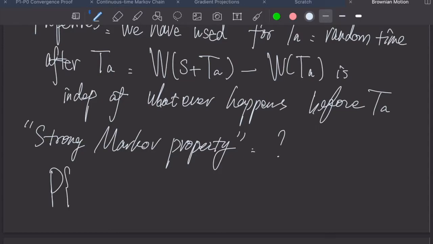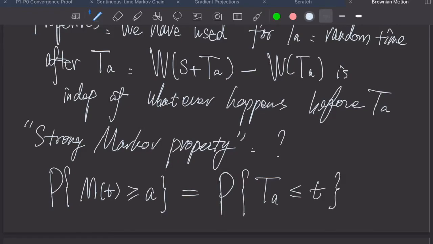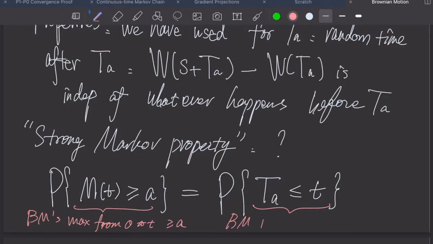The textbook derived this from the point of view of hitting time, but instead we use this M of t. So the probability that the maximum of a Brownian motion up to time t is greater than a is equal to the probability that the hitting time is less than or equal to t. This is the relation the textbook has used. This means the Brownian motion's maximum from 0 to t is greater than or equal to a, and this one means the Brownian motion reaches a before t. They are actually representing the same event.